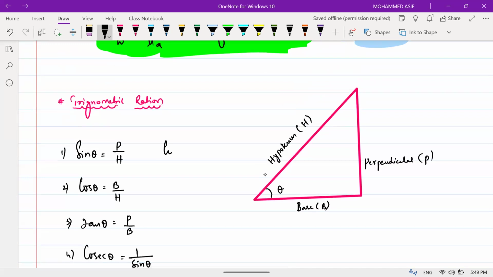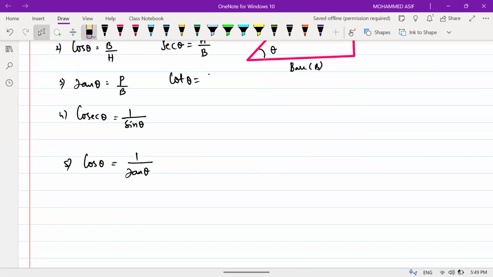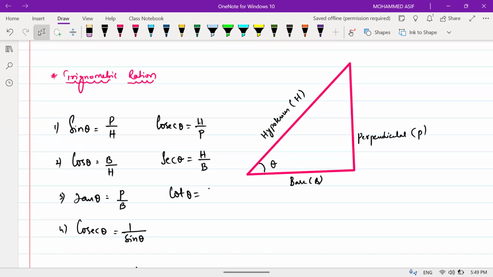Sure. How do you write the cosecant theta, beta? Cosecant theta is equal to hypotenuse divided by perpendicular. Secant theta will be equal to hypotenuse divided by base, isn't it? Cot theta will be equal to how much for me? Cot theta is equal to 1 by tan theta, which is base divided by perpendicular. And the secant theta will be equal to 1 by cos theta. Clear? Sure.